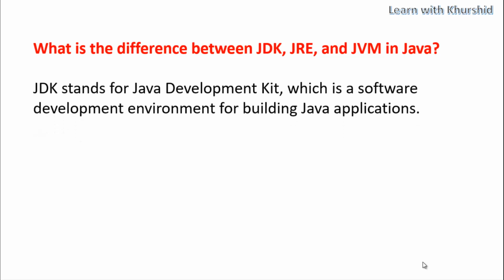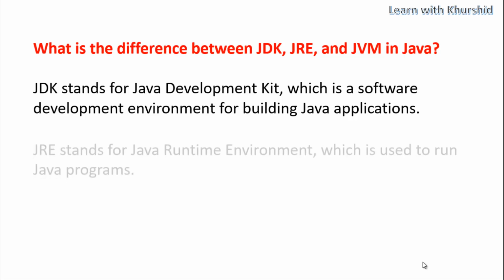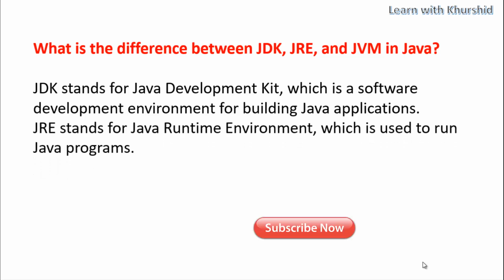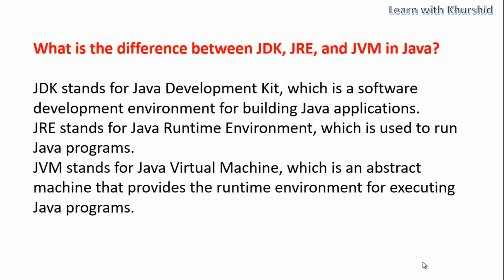JDK stands for Java Development Kit, which is a software development environment for building Java applications. Next one is JRE, which stands for Java Runtime Environment, which is used to run Java programs. JVM stands for Java Virtual Machine, which is an abstract machine that provides the runtime environment for executing Java programs.